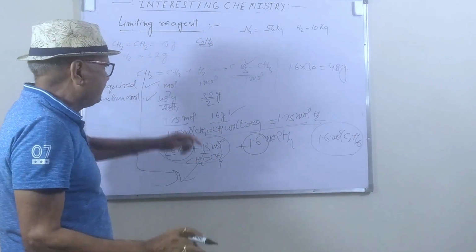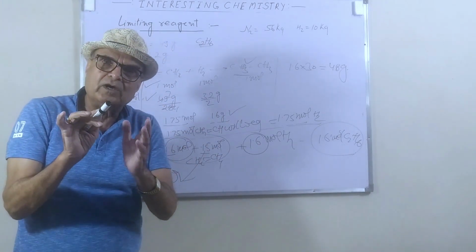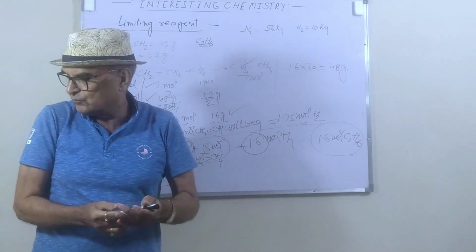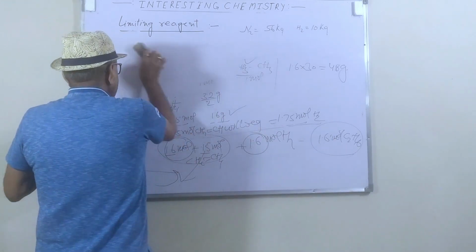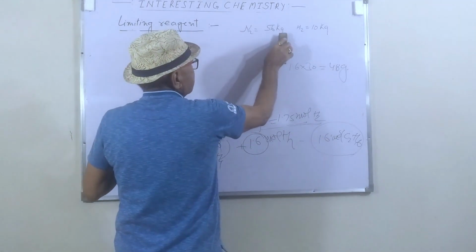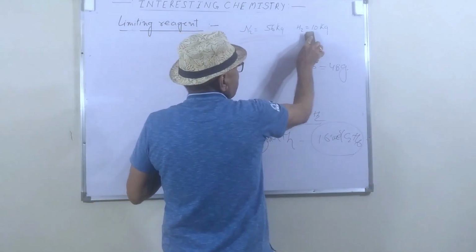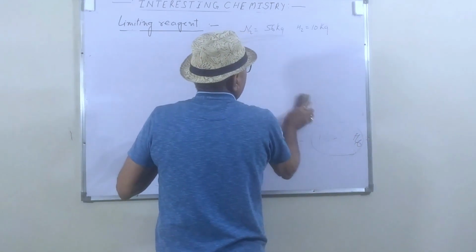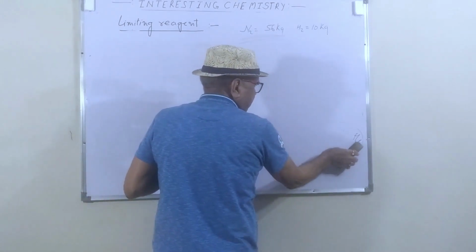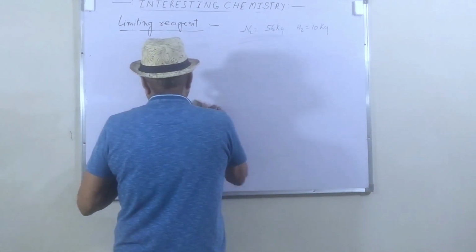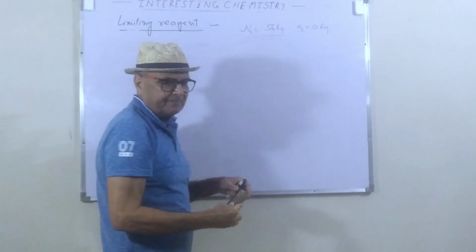This was about this numerical. Please don't mind my handwriting. I think that you have understood about this numerical, how you will solve it. Next numerical. Write down the numerical. 56 kg of nitrogen is treated with 10 kg of hydrogen. What amount of ammonia will be formed in this reaction, and also decide the limiting factor.